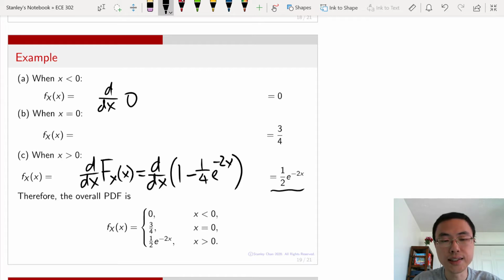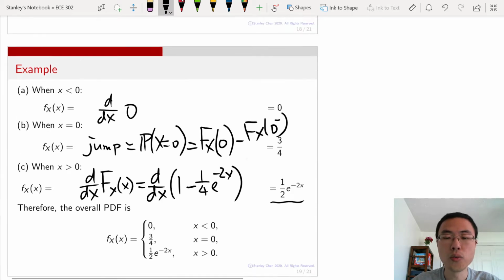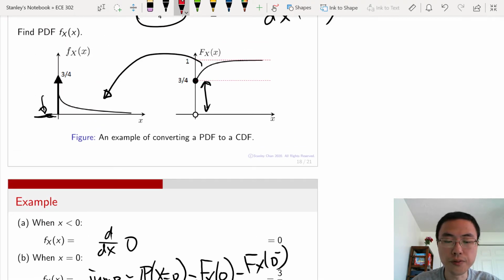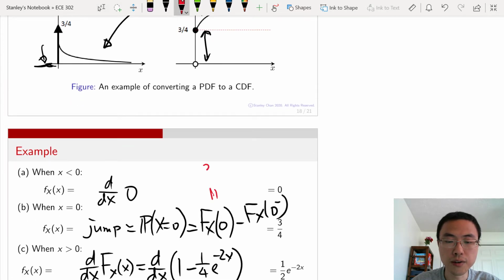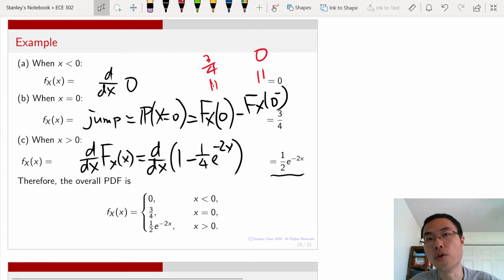When x is at 0, then you have a jump, okay? Then this is the gap. The gap is just the probability of X equals 0, and that is F_X evaluated at 0 minus F_X evaluated at 0 minus. What is F_X(0)? You look at the CDF, F_X(0) is 3/4, so this is 3/4. And then what is F_X(0 minus)? This is the left-hand limit, an empty circle. This is 0. And so when you subtract, you get 3/4.